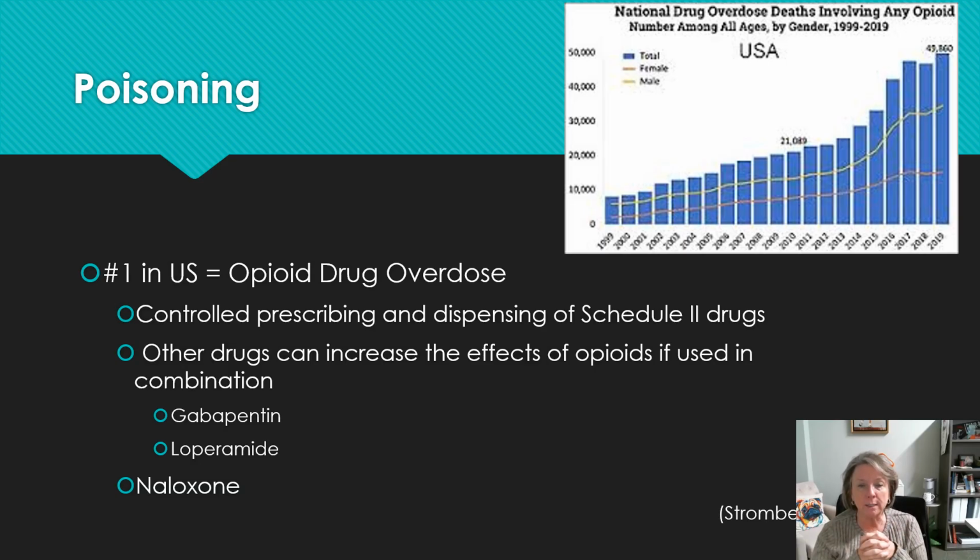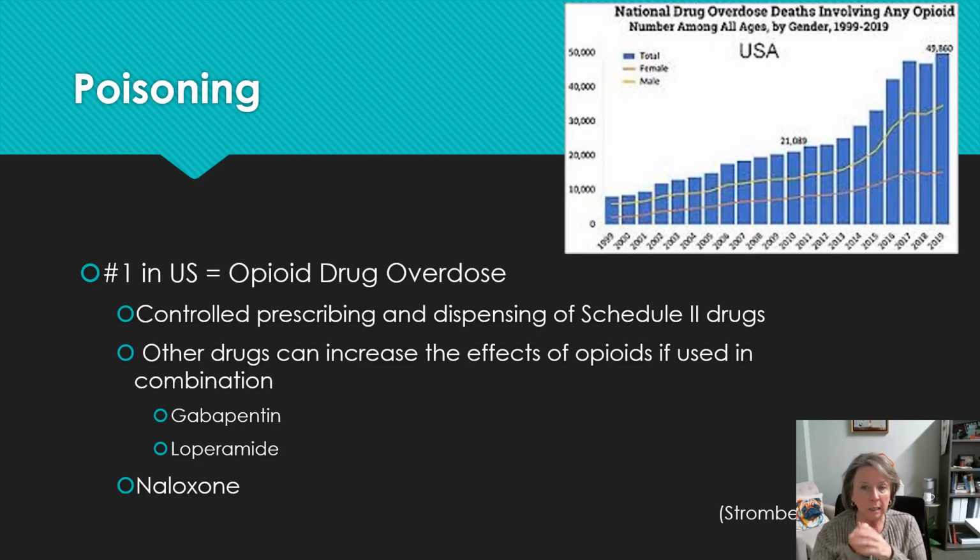Other drugs can increase the effects of opioids if used in combination. You need to know this. Gabapentin and loperamide are 2 drugs. Look them up. We give them a lot, but they can give you a better high or a bigger increase in the effect of an opioid. So lots of times by giving them together, you can give a little less and get a little bit more. It's kind of a trick a doctor can do to help give more relief. But here's the other thing: patients realize they can get more relief, and so they can even ask for certain things.